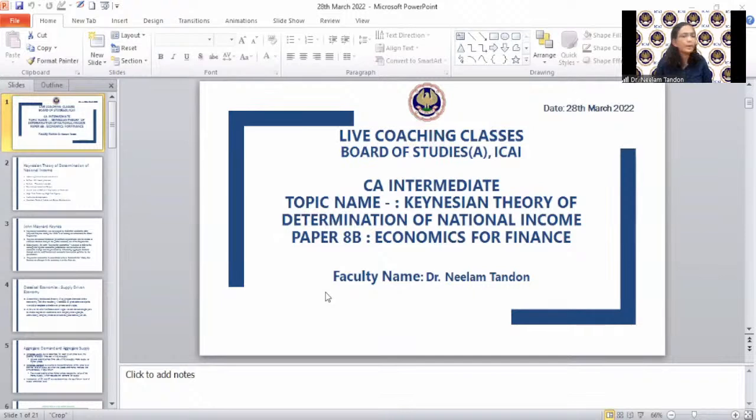Now, before I go ahead with today's topic, the Keynesian theory of determination of national income, I want to share Mansha's query first. She's asking about the difference between basic price and factor cost. See, Mansha, if you can recap, we shared the concept of production taxes and production subsidies. When you go from factor cost, you add production taxes and you deduct production subsidies. Production taxes increase the price of the good, so that is passed on in terms of basic price. But production subsidies reduce the overall price of the good.